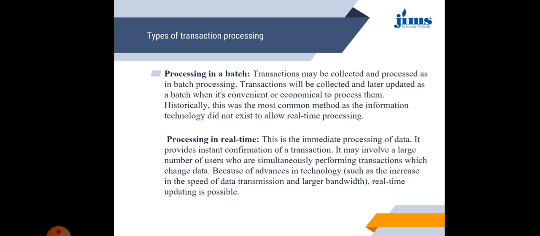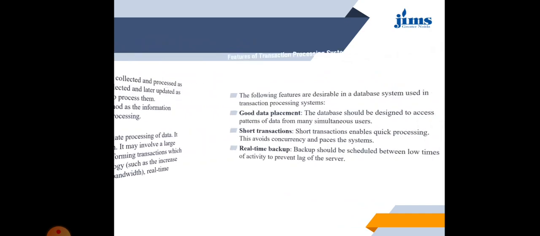It may involve a large number of users who are simultaneously performing transactions, meaning the transactions are performed simultaneously with changing data. There are so many advanced technologies now, so the speed of transactions is very high, and larger bandwidth data cables are available. So we can do real time processing in the transaction processing system. An example of a real time transaction processing system is the bank management system. Whatever transaction we have done should be reflected in all the databases in real time. So that's a real time processing system.